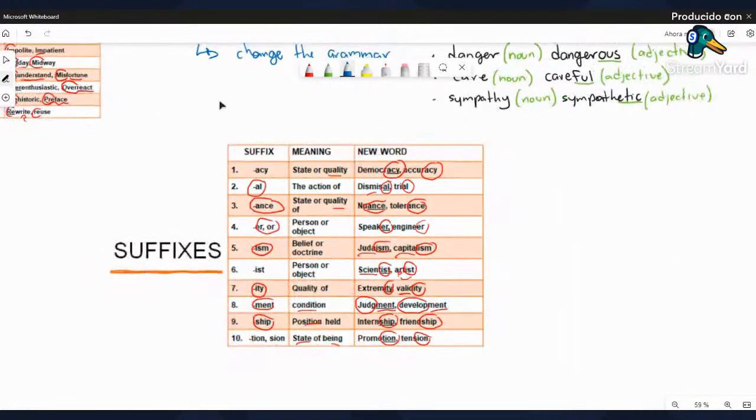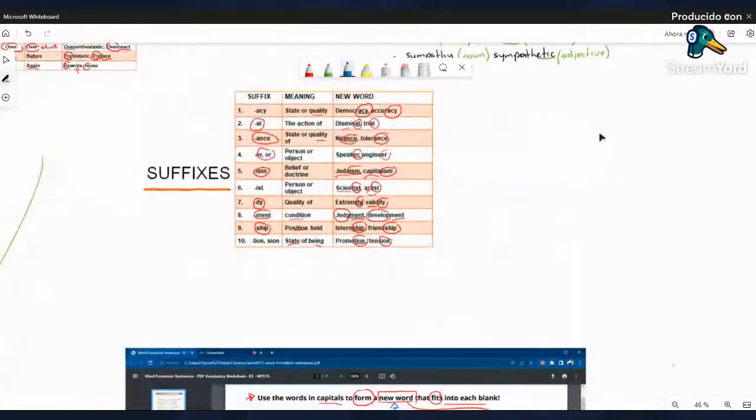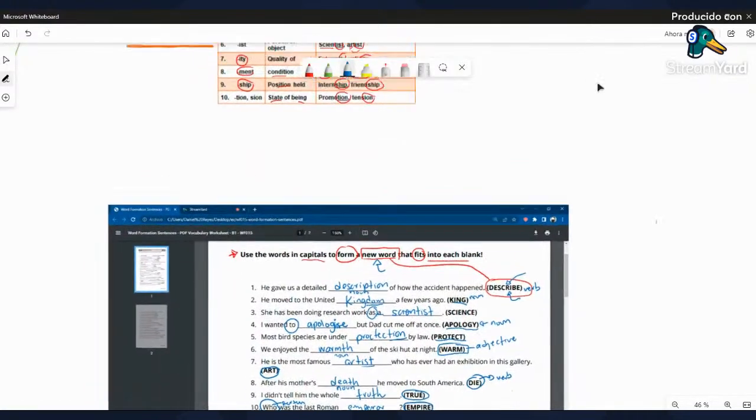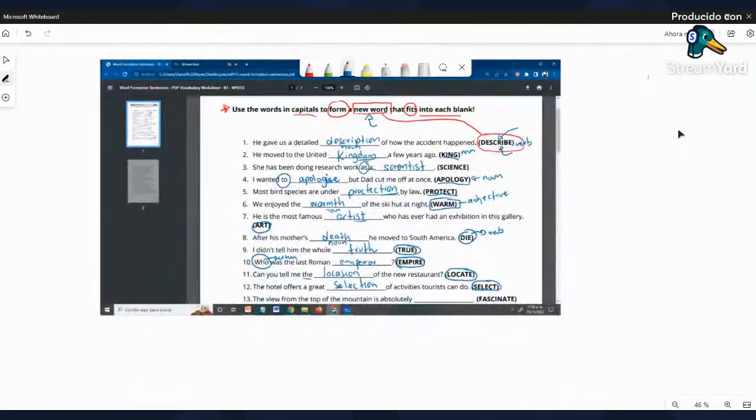And well, I can give you some links for you to practice. We also practiced the prefixes. We also practiced word formation.